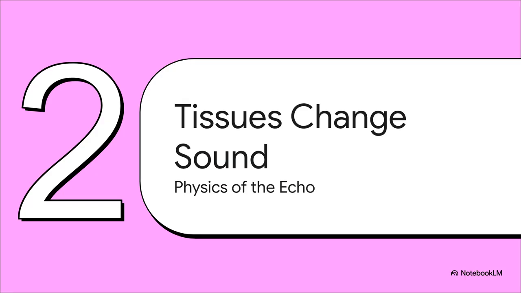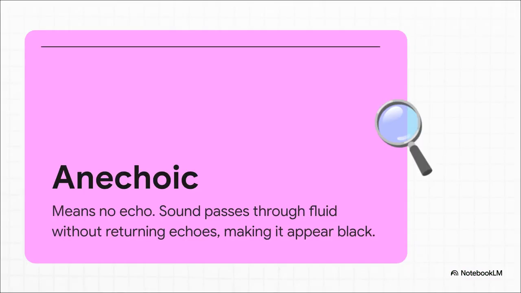Moving on to part 2, how tissues change sound, the physics of the echo. Once those sound waves are actually traveling through the body, they react completely differently depending on what they hit. For instance, when sound hits fluid, it just passes straight through without bouncing back to the transducer at all. We call this phenomenon anechoic, and that literally translates to no echo. Because the wave passes entirely uninterrupted through that fluid medium, 0 echoes are sent back to the probe. It is basically complete acoustic silence.